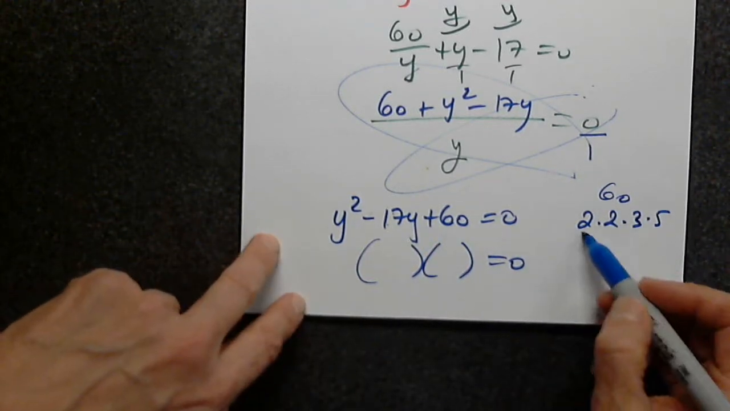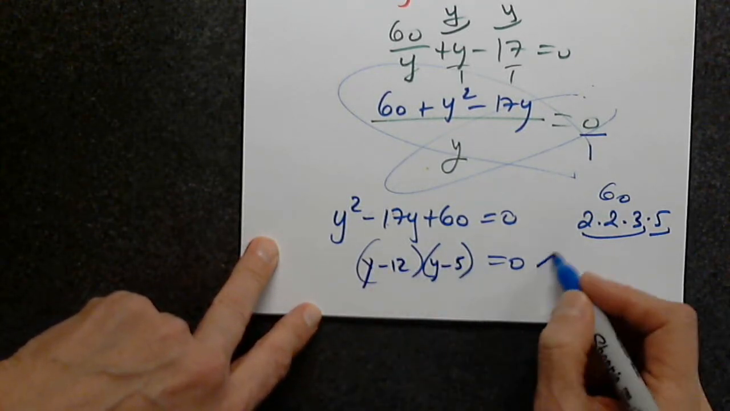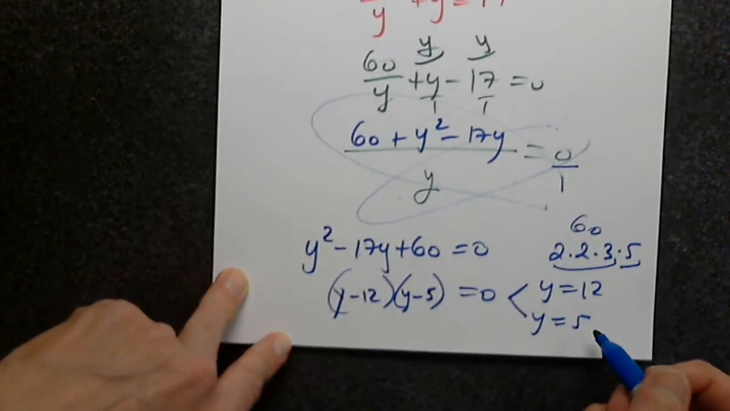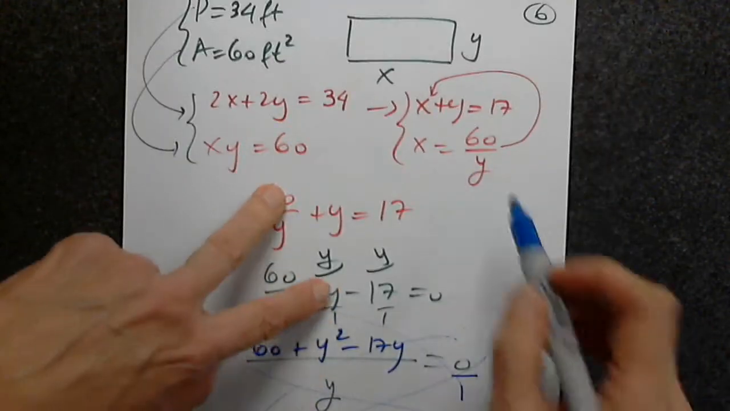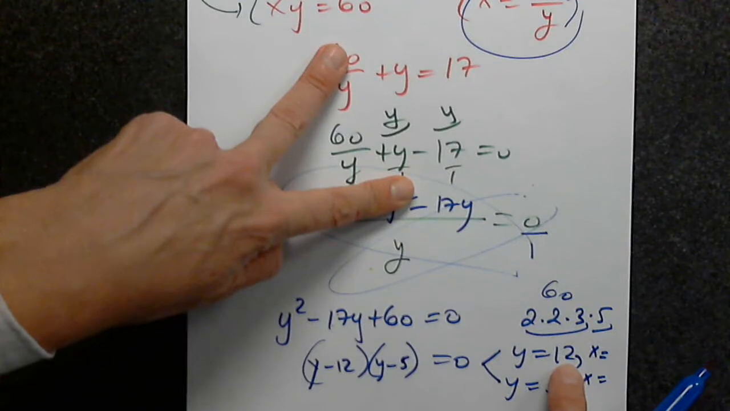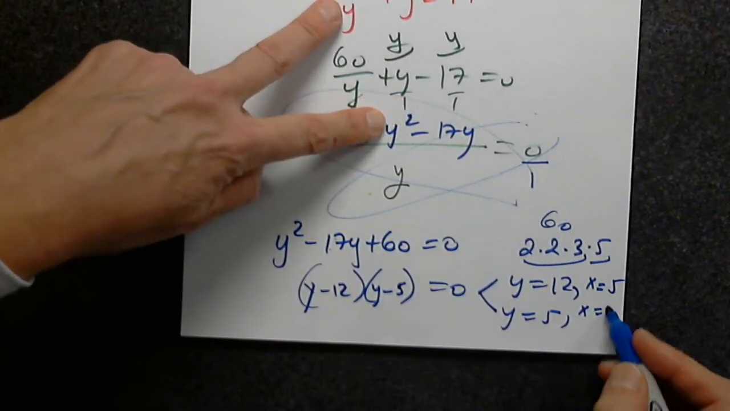So it's 12 and 5. I agree. 12 and 5. Perfect. So y minus 12, y minus 5. So we have two options, 12 and 5. But that's not good enough because I have to find the x. But that's okay because it's right here. If y is 12, then x is 5. If y is 5, then x is 12.